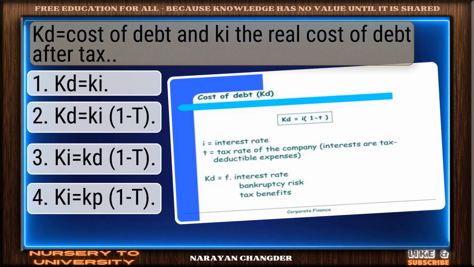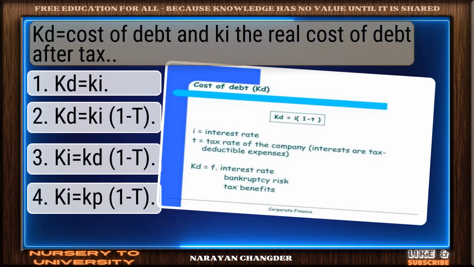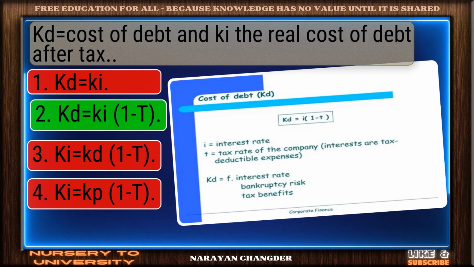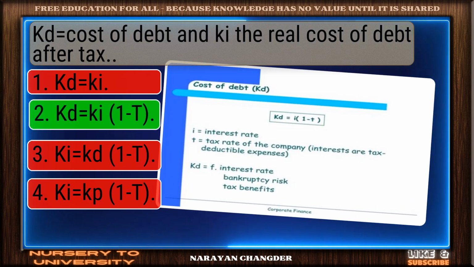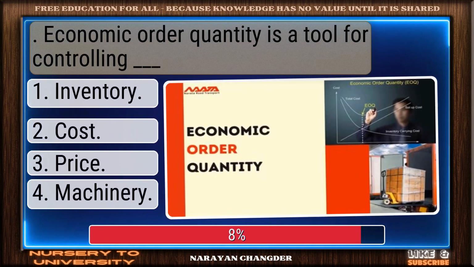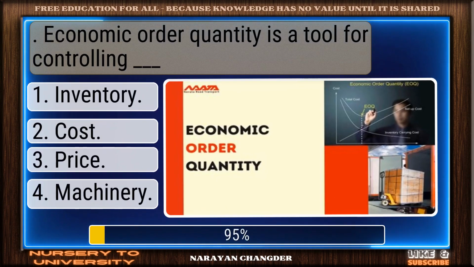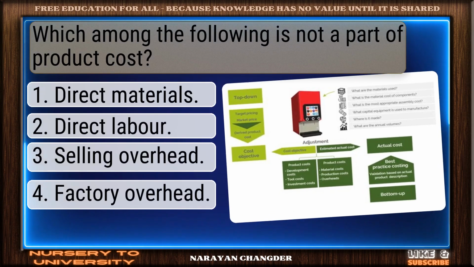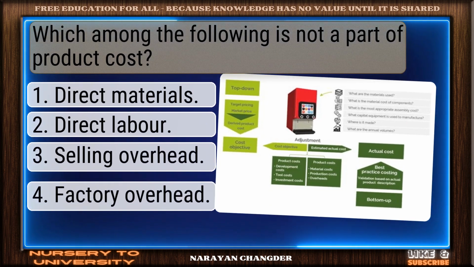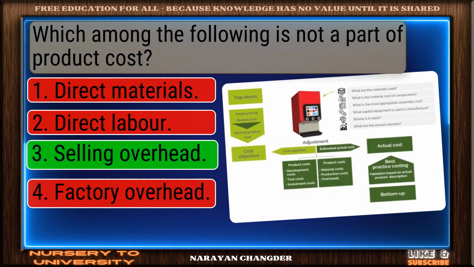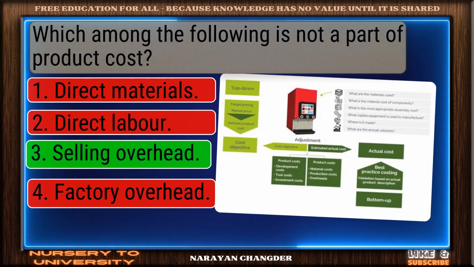Kd equals cost of debt and Kd(1-T) the real cost of debt after tax. Excellent choice. Kd(1-T) is right. Economic order quantity is a tool for controlling ___. Well done. Inventory is right. Which among the following is not a part of product cost? On track. Selling overhead is correct.